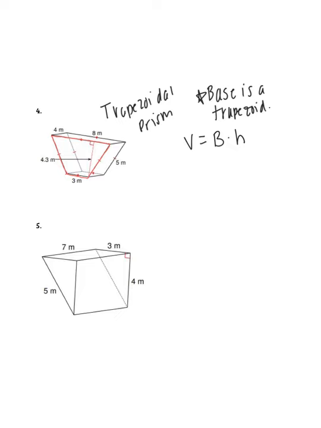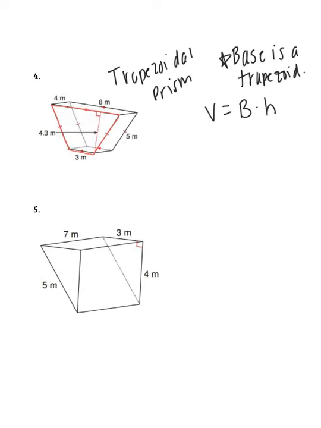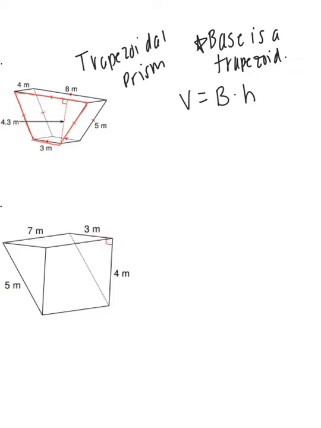However, in this situation, the base is a trapezoid, so that means our area of the base is a little bit different. Because it's a trapezoid, we know the area is 1/2 times B1 plus B2, because remember, a trapezoid has 2 different bases, and then multiplied by the height of the trapezoid itself. So the area of the base is this equation. And then this other H stands for the height of the prism.